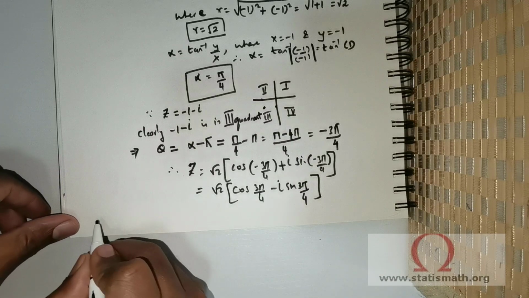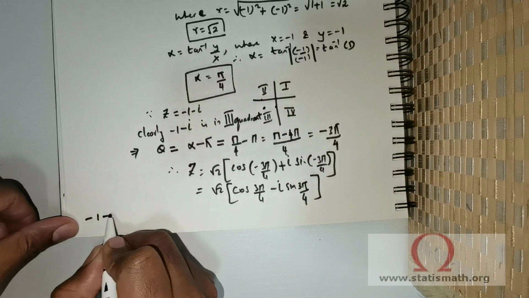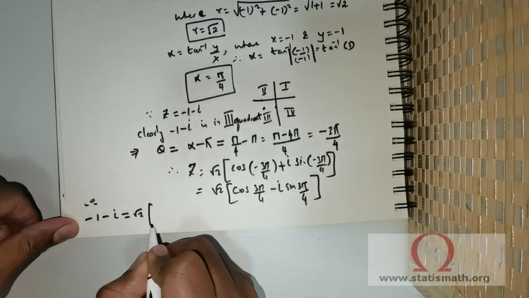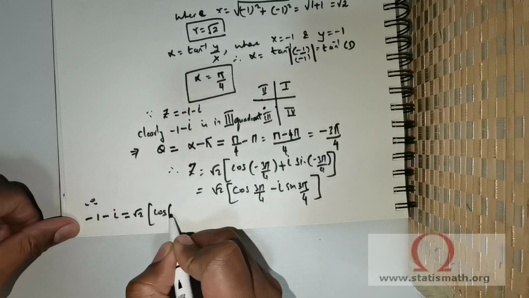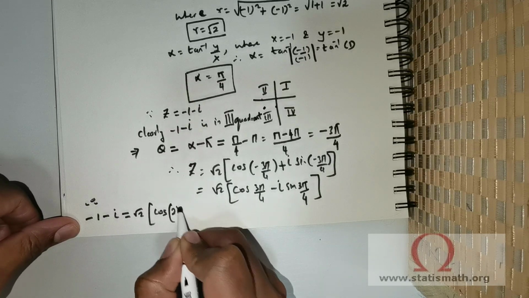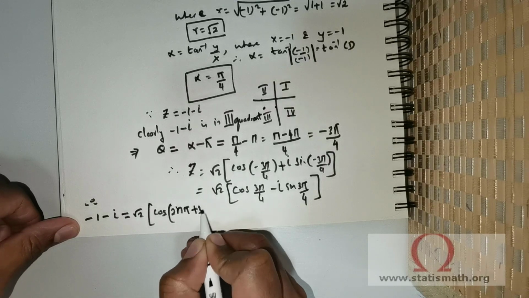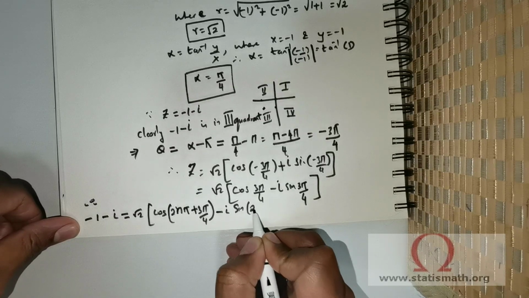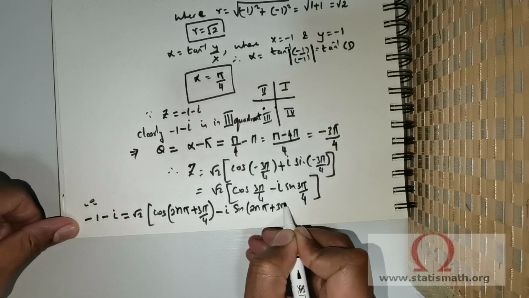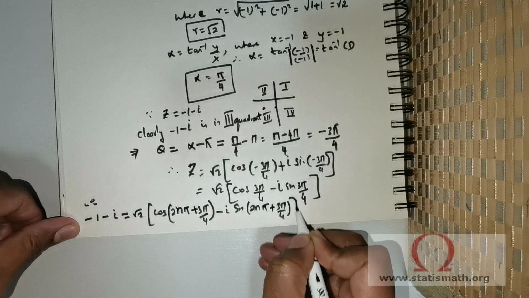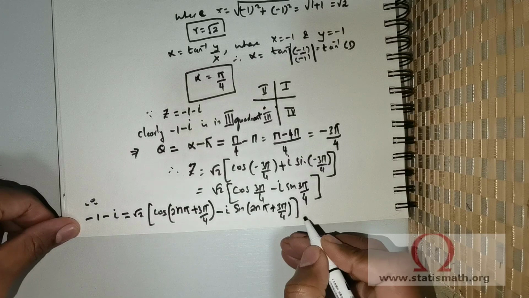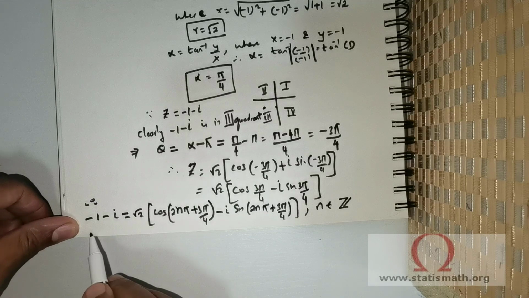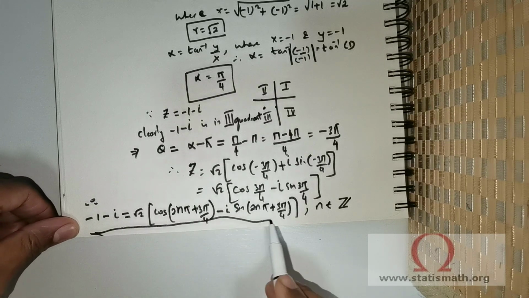So to write the final answer, you have to state this complex number, therefore -1 - i is equal to root of 2 times (cos of (2n pi plus 3 pi over 4) minus i times sine of (2n pi plus 3 pi over 4)). So this covers all the values, where the value of n is an element of integers. So this is the final answer to the question.